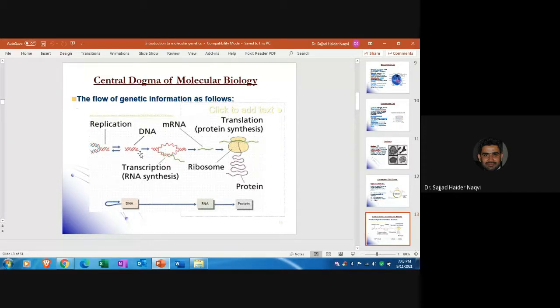Then from the DNA, we can have synthesis of RNA, specifically mRNA, which is called messenger RNA. This process is called transcription, or in short, you can also call it RNA synthesis. Now, this RNA will undergo a further process, which takes place on the ribosomes in the cytoplasm, and that process is called translation, or protein synthesis. As a result of that process, what we get as a product is proteins. So if we start from replication and end up at the protein, this entire process is referred to as the central dogma of molecular biology.